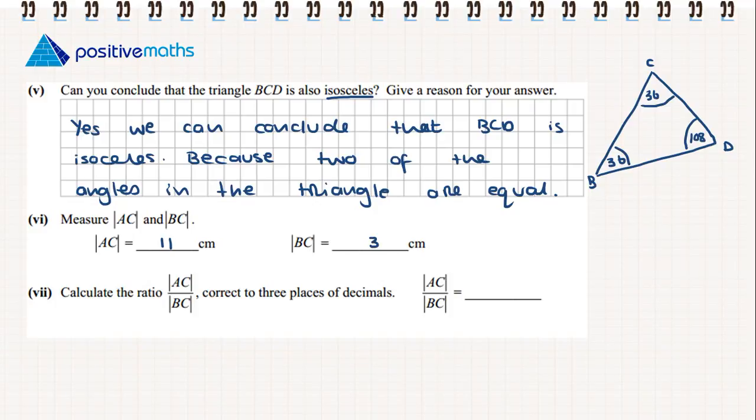Part 7 wants us to calculate the ratio of AC over BC correct to 3 decimal places. So AC over BC is equal to 11 over 3. So 11 divided by 3 is 3.666. Continuing on, so to 3 decimal places, it's going to be equal to 3.667.